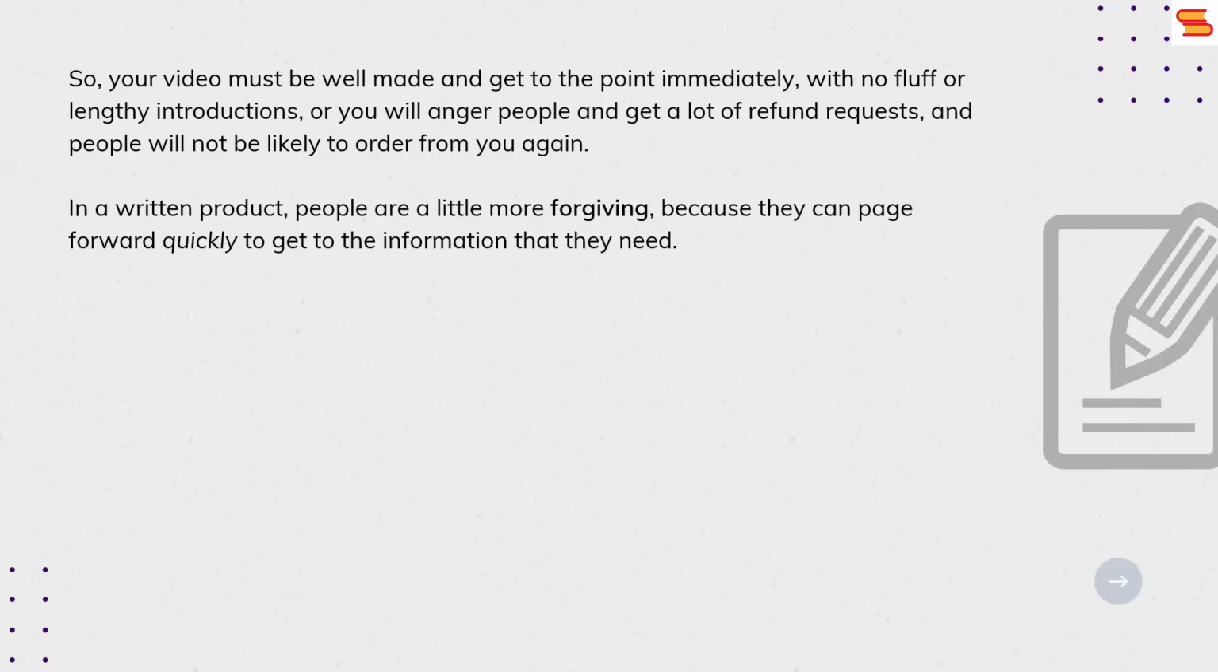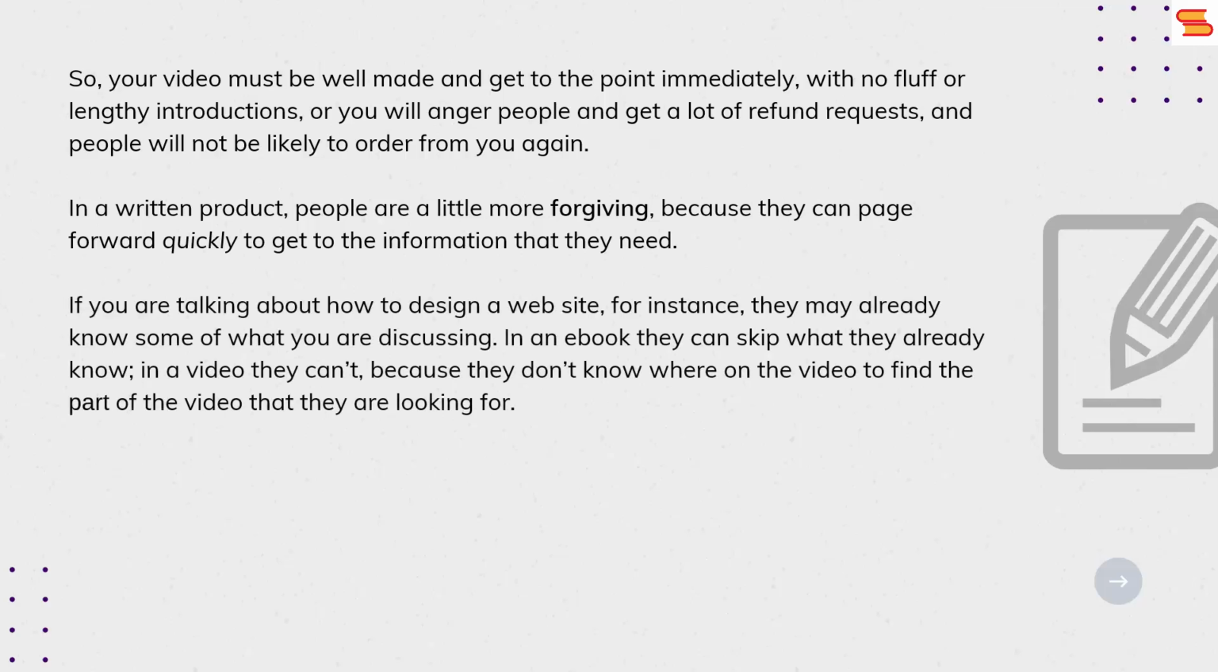If you're talking about how to design a website, for instance, they may already know some of what you're discussing. In an ebook, they can skip what they already know. In a video, they can't, because they don't know where in the video to find the part that they are looking for.